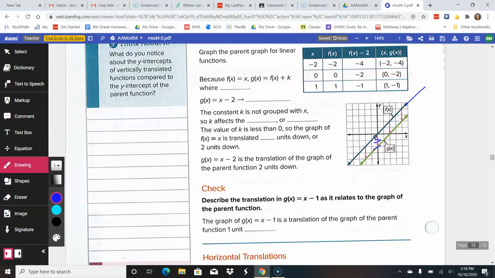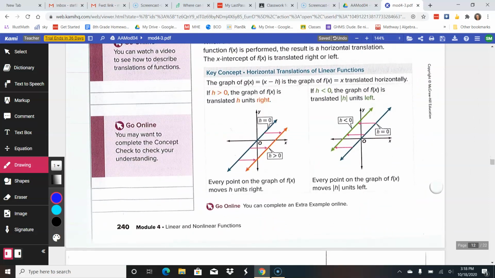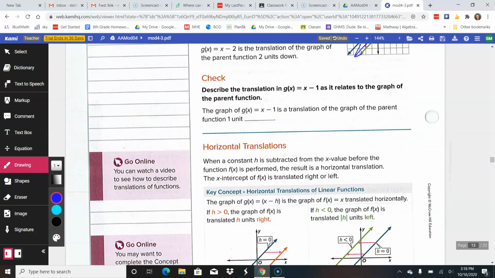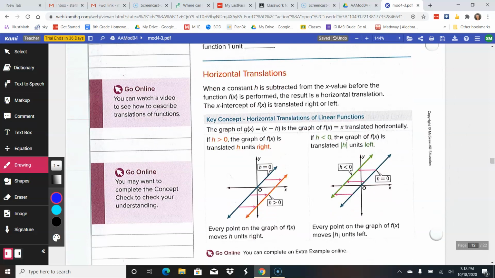This would be the -1, so it's going to go like that. Okay? Yay! All right. Did I get that already? Horizontal translations will go from left to right. Horizontal translations look a little bit different.